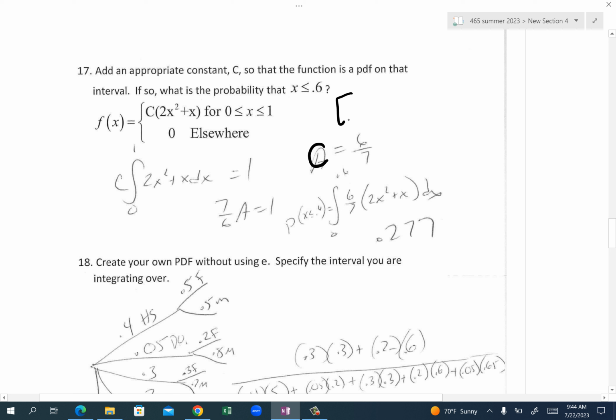Another question I could ask on this, guys, what's the expected value of x? And so, of course, that would be 6/7 times the integral from 0 to 1 of x times (2x squared plus x) dx. That would be the expected value of x. That would be an excellent question to ask, although I think I asked it down below.